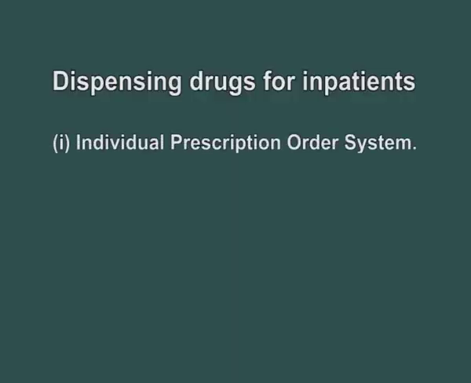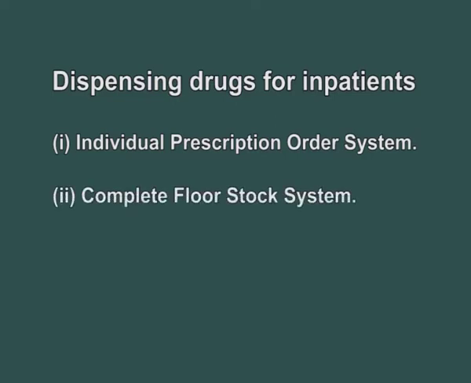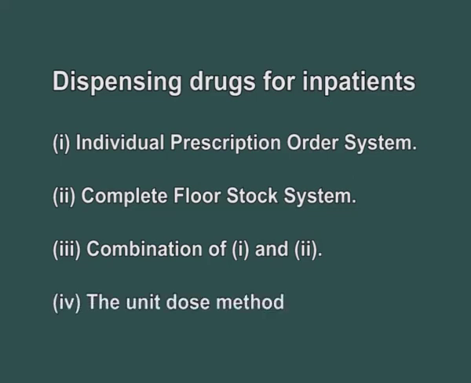There are 4 systems in general that are used for dispensing drugs for inpatients. They may be classified as follows. First is the individual prescription order system. Second, complete floor stock system. Third, combination of the first and second systems. Fourth is the unit dose method. So now we will discuss one by one all these 4 methods.